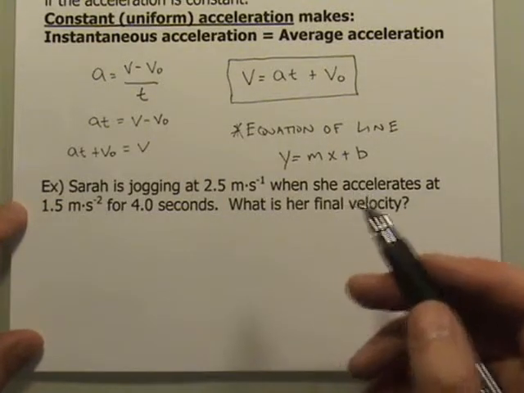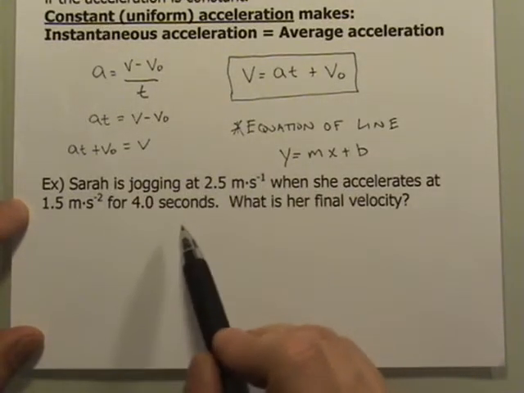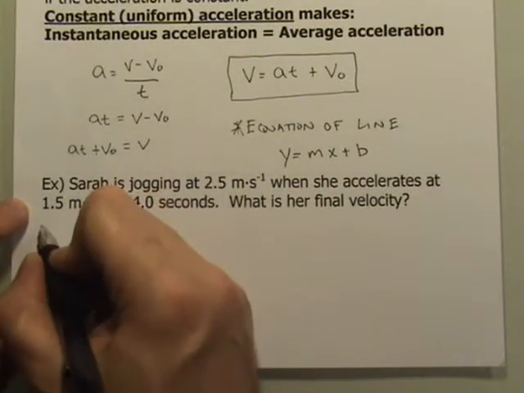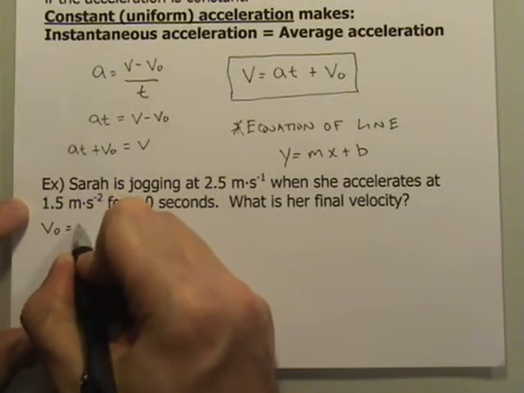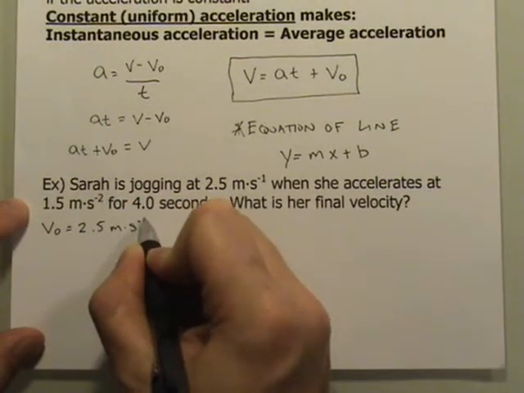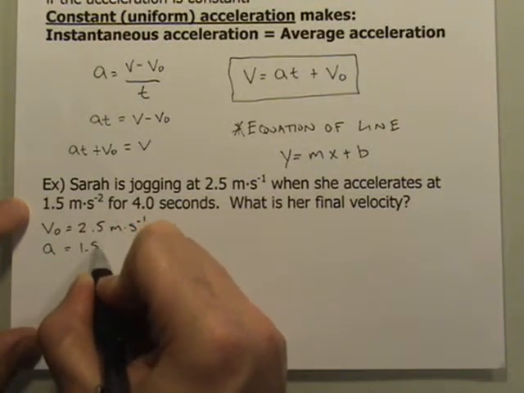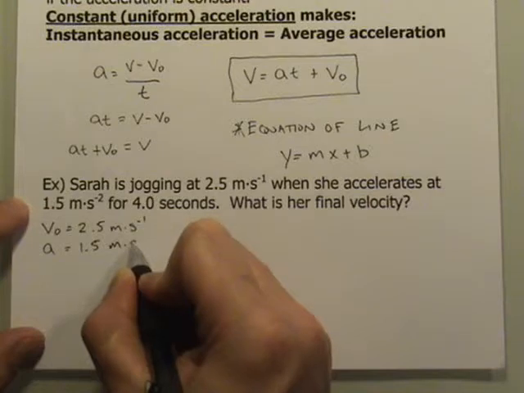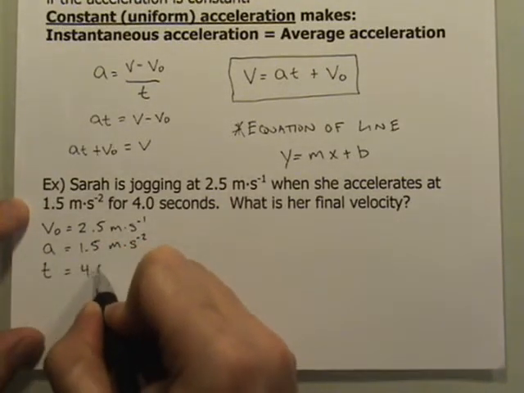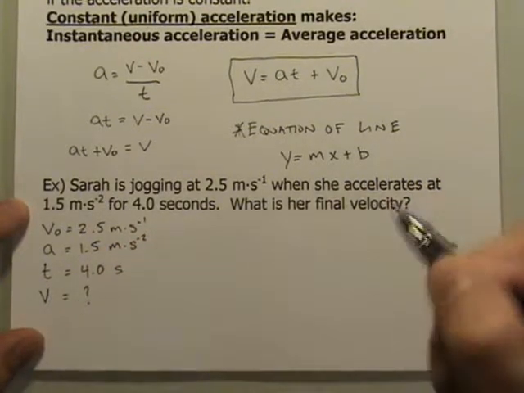Just like with any problem, the most important thing is to pull out what is given to you, so we can take it from being a word problem to being more of an algebra problem. So I'm just going to go in order of the things that were given to me. First I was given v naught, and that was a positive 2.5 meters per second. I was given the acceleration, 1.5 meters per second squared, and I was given the time, that was 4.0 seconds. And I'm looking for the final velocity.